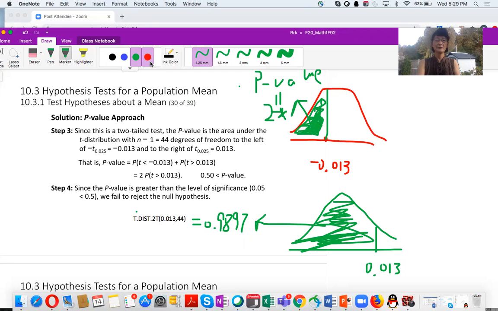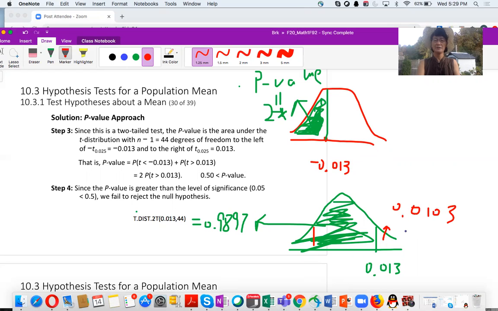And then you have to do a little bit of conversion. This area is 1 minus 0.9897, which is 0.0103. Okay, so this is the area. And then because it's 2-tailed, the p-value is 2 times this area. Okay, and you can get the p-value.